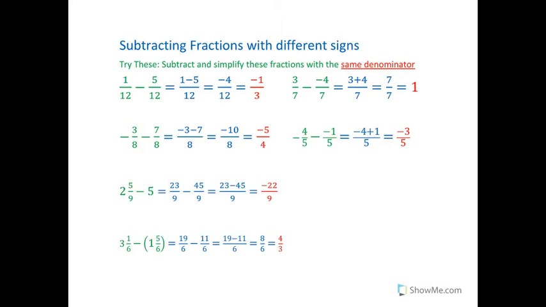12 is the denominator, keep it. 1 minus 5 is -4, so you have -1/3. When you subtract, you add the opposite. So we have 3 plus 4/7. 7/7 is 1. Here we have a negative and a negative, and that's going to equal -10/8, and that can be reduced to -5/4. Add the opposite, so we have -4 plus 1/5, -3/5.